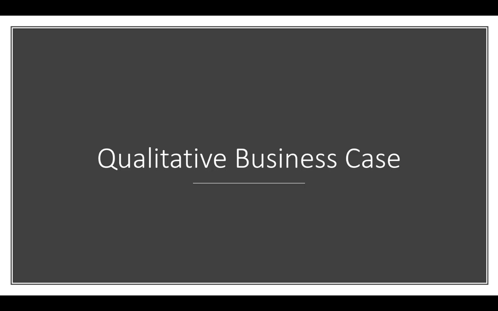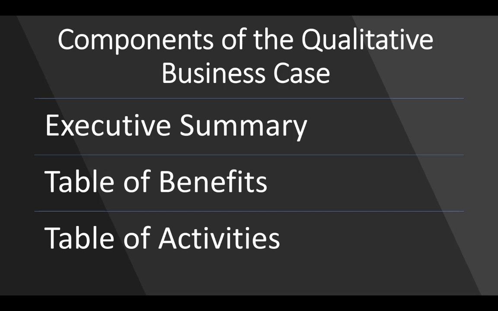It might be easier to show you what I would like you to do rather than simply tell you. I am going to walk through the entire process in this video. As the weeks unfold, we'll work together on the details. But we'll cover what I'm going to ask you to do in Module 6 in some detail here in this video. The qualitative business case, as I've designed it for you, has three components: the executive summary, a table of benefits, and a table of activities.